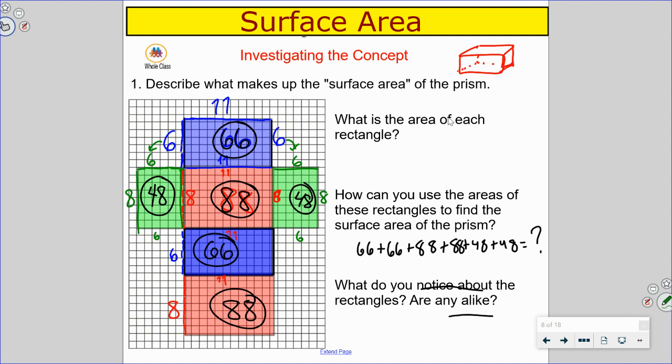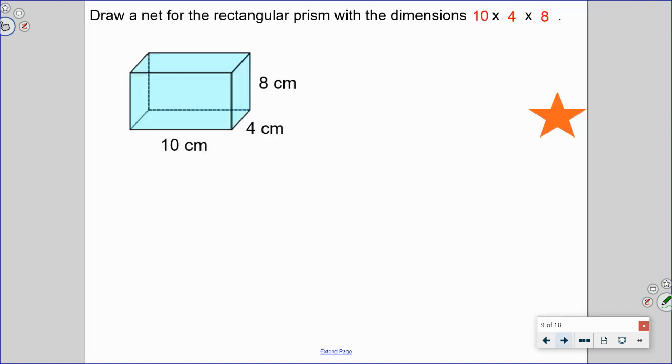And the side face, let me do that in green. The side face on the right is going to be the same as the side face on the left, and so on and so on. So you start seeing that some of these rectangles are alike. Let me get into another example here.